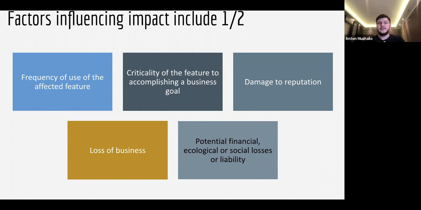The role this feature plays in achieving the business goal is also a factor that influences the impact. How critical is the feature to accomplish the business goals? This is the question we should ask to define the risk impact. The damage to reputation, in case this risk comes to life, should also be considered to determine the impact, because some risks may not look scary to us until we think about the reputation.